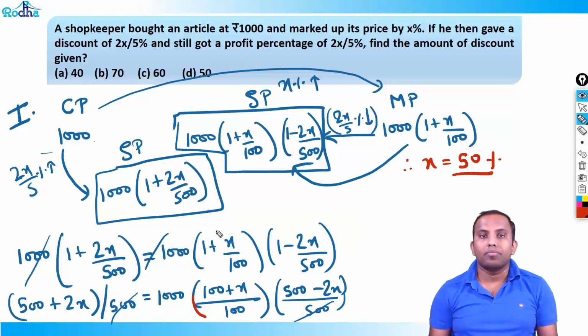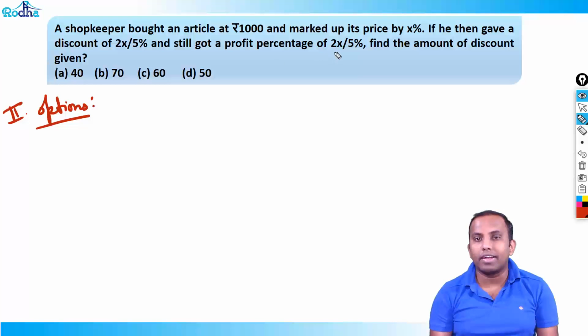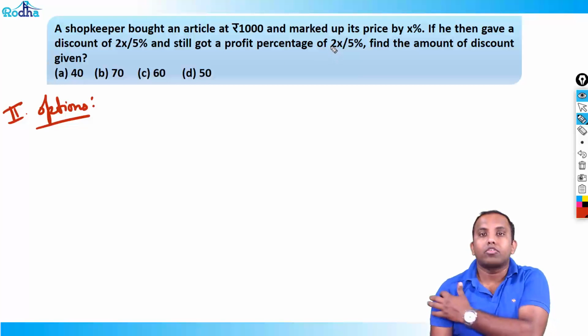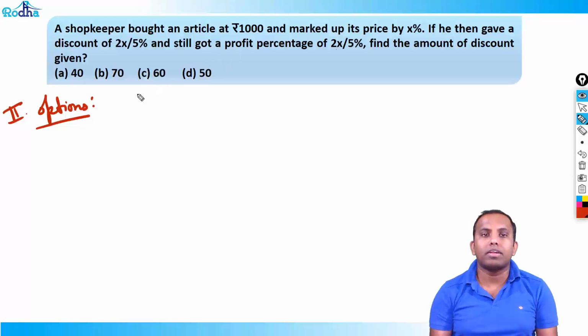Now, the second method is going by options. This question contains an x, and x values are given in the options, so you can use options here. Options are always hit and trial. First, you always put the numbers in ascending or descending order. So 40, 50, 60, 70 are the options.